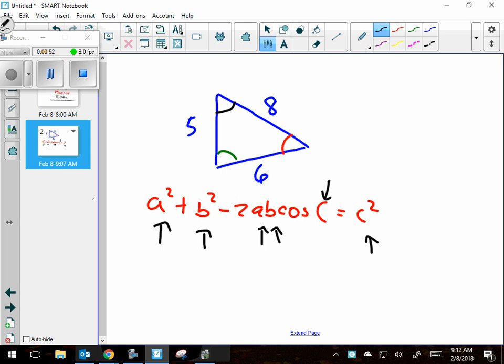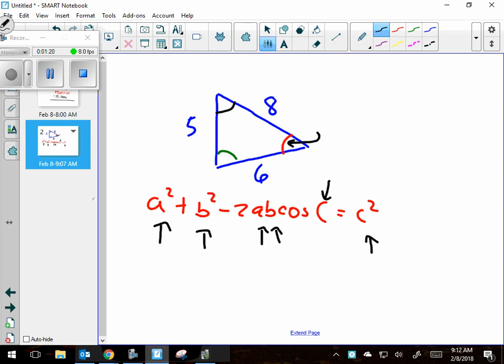Then the only other twist here is, if I asked you to find the angle, you've got to know which one you want to find. I had labeled them here with colors. One's green, one's red, one's black. Then I told the kids, find the smallest one. They knew that would be the angle across from the smallest side. So we're finding that red angle right now.